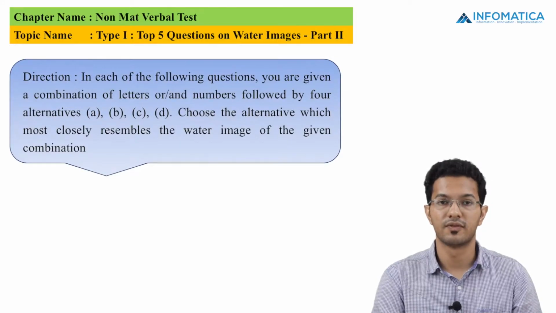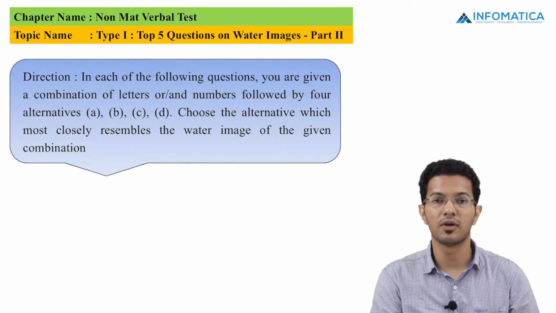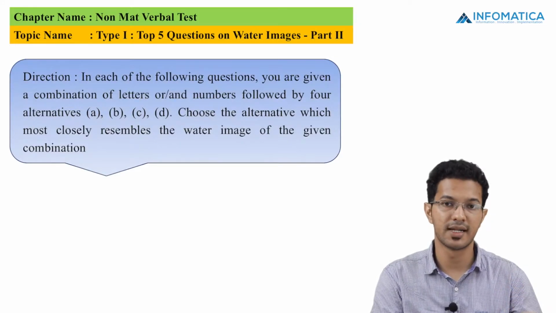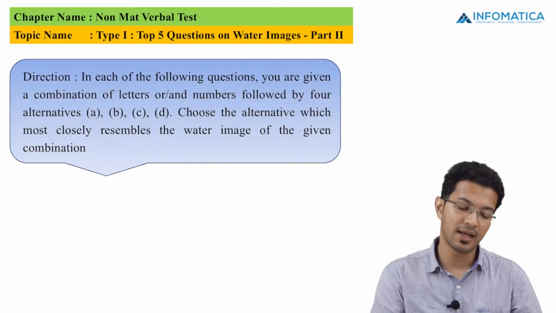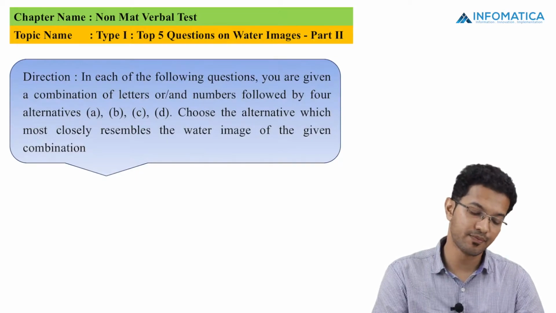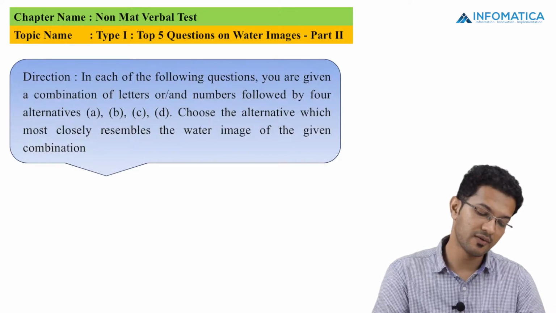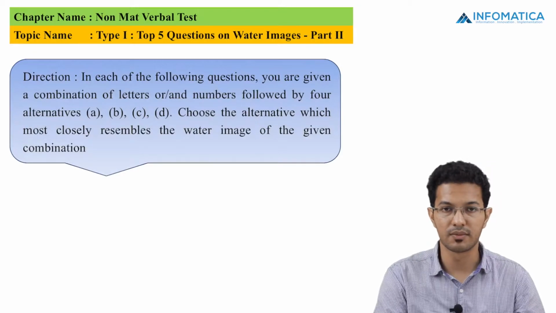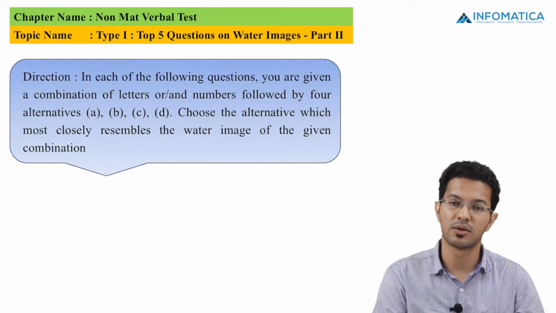Now let us go for the first MCQ, and before going for the first MCQ, let us go for the directions. So what do we do in that? In each of the following questions, you are given a combination of letters and numbers followed by 4 alternatives A, B, C, D. Choose the alternative which most closely resembles the water image of the given combination. So let us start with the first MCQ right now.